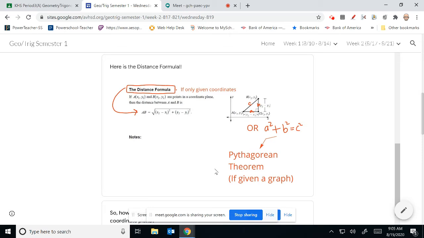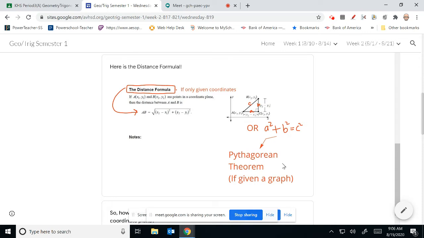It is probably the most important theorem that you will use. You will see that formula all throughout all the sections. Whenever we want to find out how long something is on a graph, we use the Pythagorean theorem. It's just quicker than using the distance formula, which you can see right here is this big square root, where you subtract the x numbers and square it, plus you subtract the y numbers and you square it. This formula comes from our Pythagorean theorem.